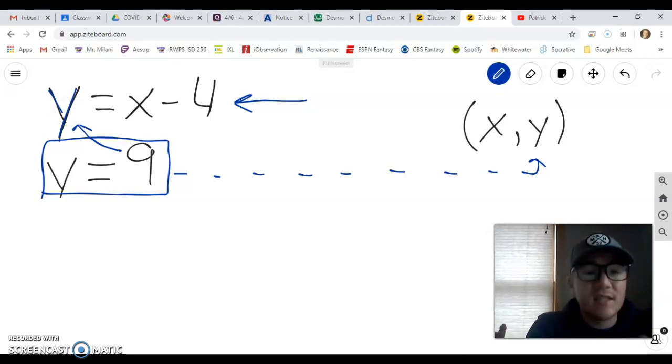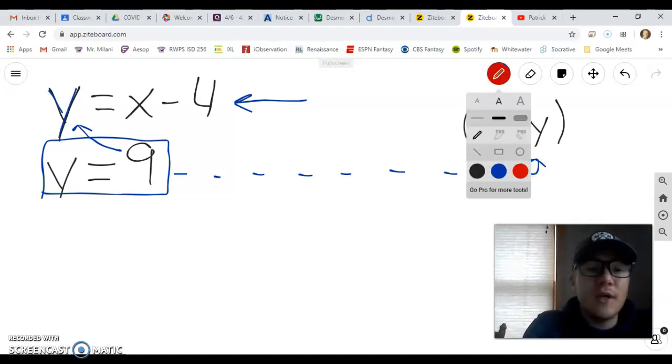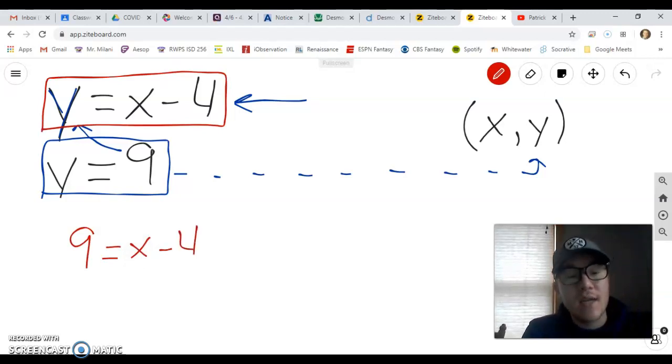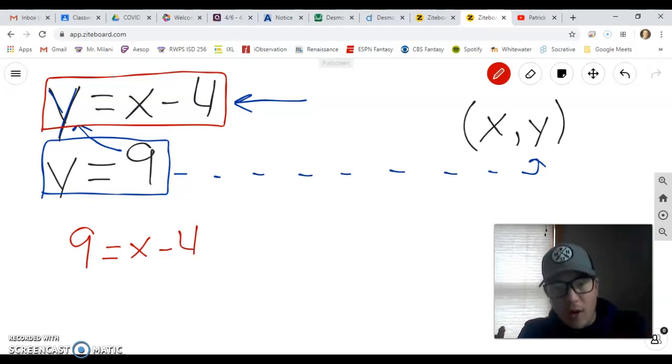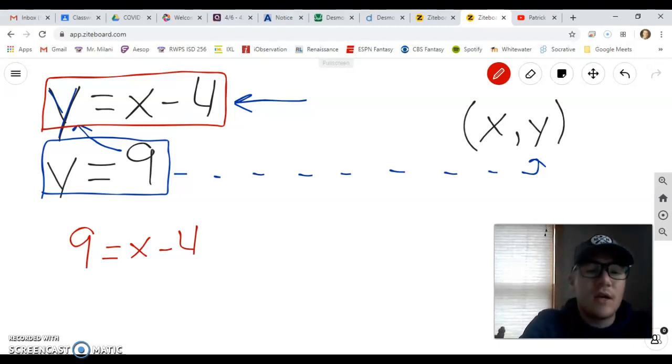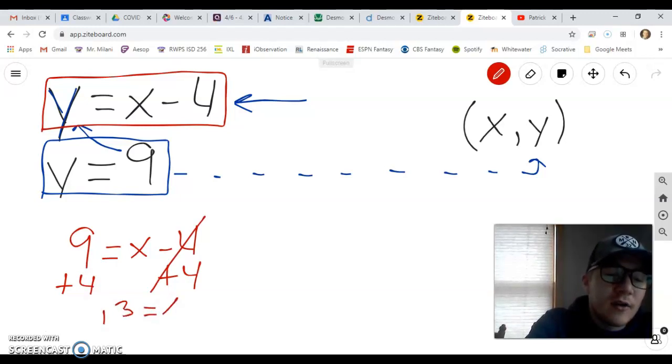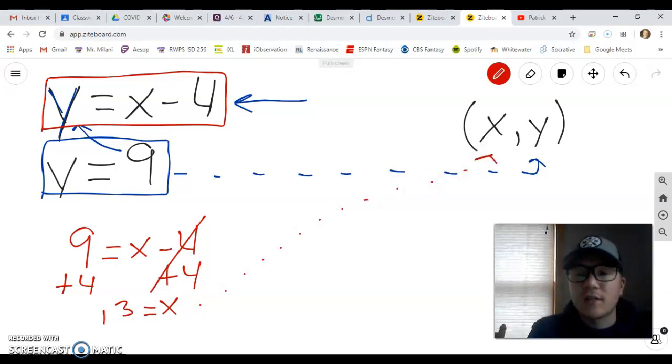Okay? So when I replace that y with a 9, that new equation on top now becomes 9 equals x minus 4 instead of y equals x minus 4. Now it says 9 equals x minus 4. Now x is the only thing left. You know how to solve this. You know how to get x by itself right now. All you got to do is add 4 to both sides. That's canceled out. And 13 is going to be your x value. And that is what you are going to put in for your x.